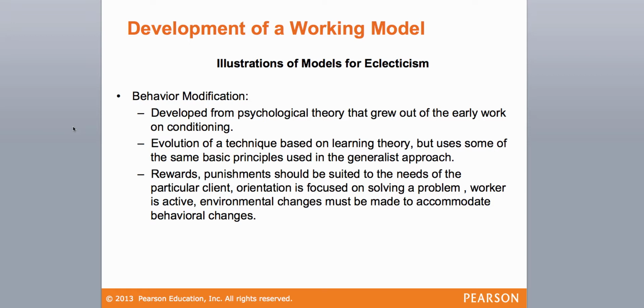The orientation of this is focused on solving a problem. The worker is active in trying to manage the environment mainly, and the administration of rewards and punishments. It's very key to understand that you can't just work with the individual, but you have to also work with the environment, because remember that dance we were talking about, the stasis in a system. When one person changes, all other parts of that system are going to have to make changes as well. So you have to be aware of what's going on in the environment.